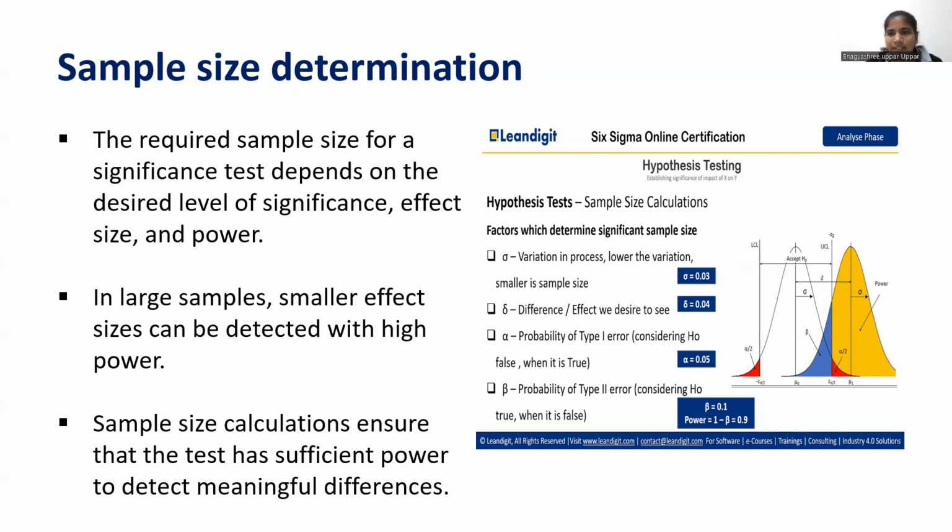Hypothesis test sample size calculations, factors which determine sample size. Sigma: variation in process; the lower the variation, the smaller the sample size. Delta: difference or effect we desire to see. Alpha: probability of type 1 error, rejecting H0 when it is true. Beta: probability of type 2 error.